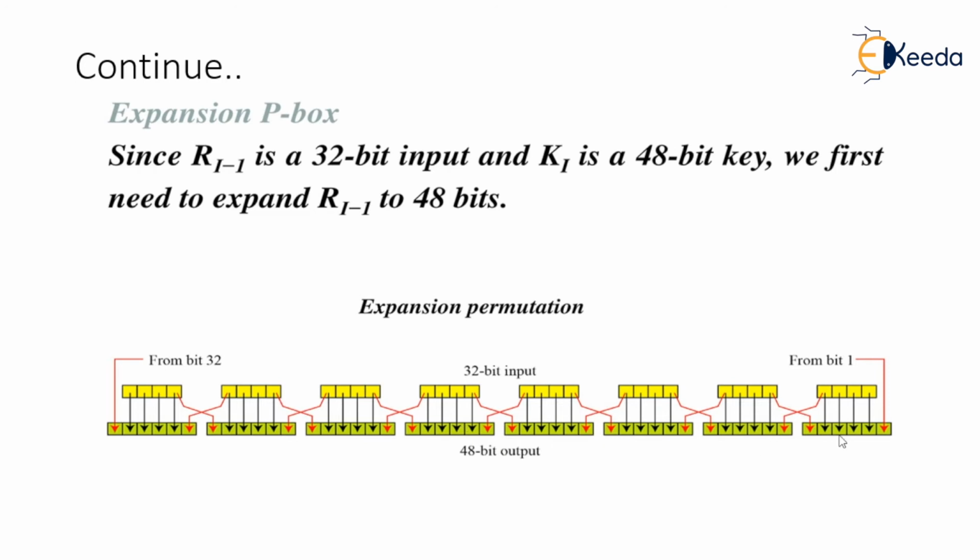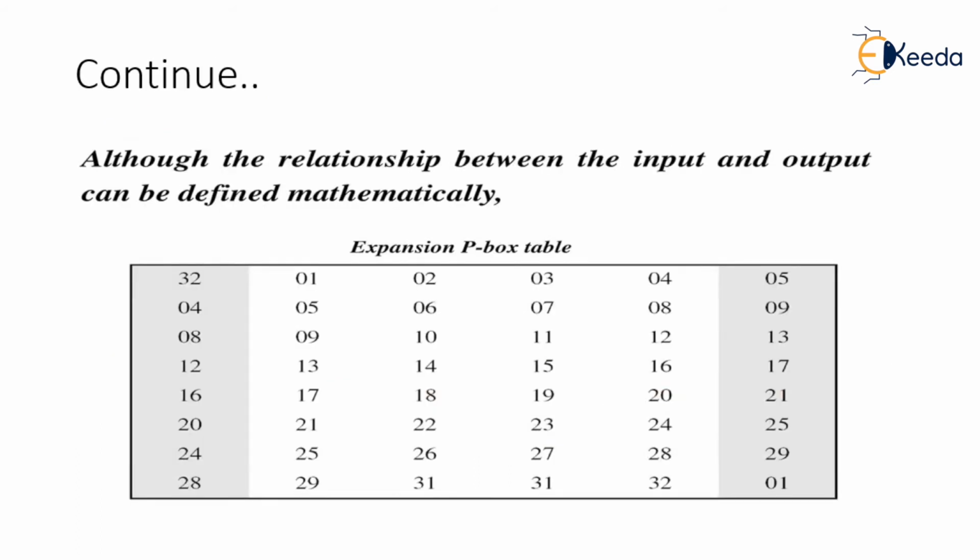And then, before every first bit and after every fourth bit, that means before the first bit 1 bit is added, and after the fourth bit 1 bit is added, and then it is swapped, as you can see here. So 32 bits in this manner get converted into 48 bits. This is the relationship, how it works.